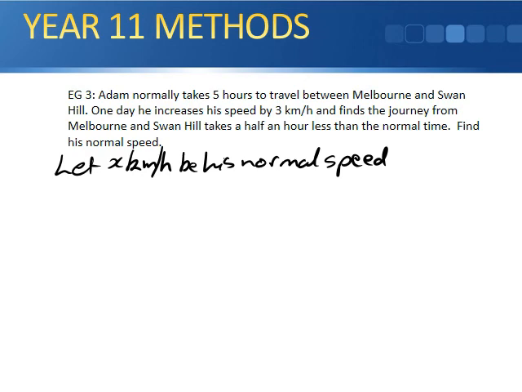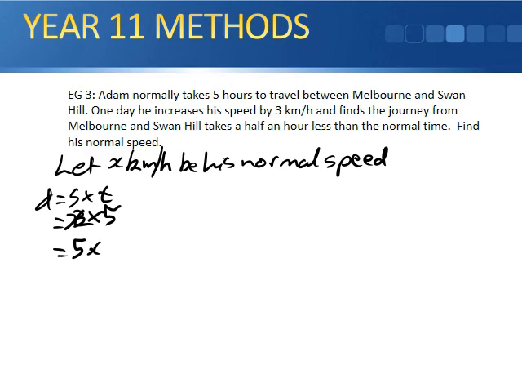Now we know the distance takes him 5 hours, and that's his normal time. So we've got distance equals speed times time. We know the speed is x kilometres per hour, and we also know that it takes him 5 hours to do this, so we have 5x is our distance.